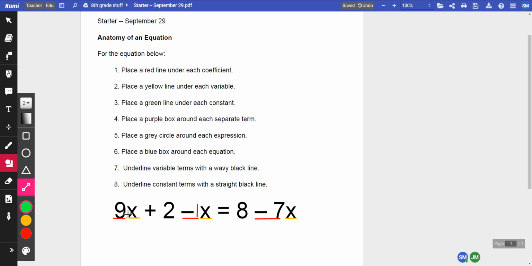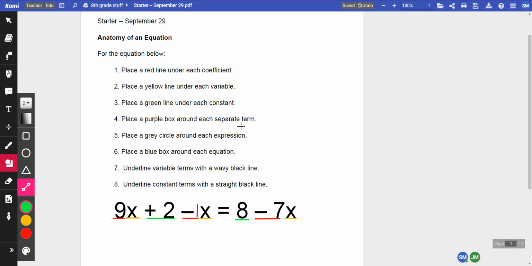Place a green line under each constant. So green constant is the not part of a variable, just a number. And I'm going to underline the whole thing, +2 here. Remember, plus and minus need to go with whatever comes after it. That's a variable term, so not a constant, but 8 is a constant, and that's a variable term. So we got all the constants.